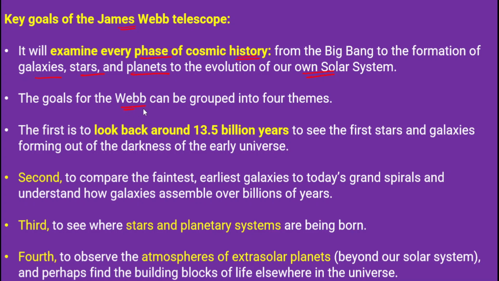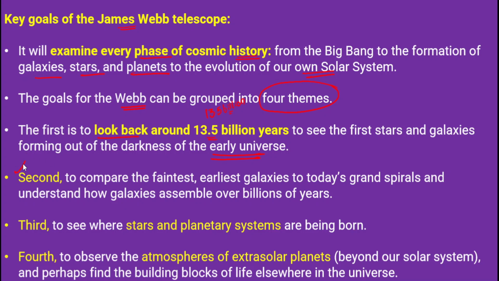The goals of the James Webb Telescope can be grouped into 4 themes. Okay, so it can be grouped into 4 themes. So what are those 4 themes? The first theme of the James Webb Telescope is to look back around 13.5 billion years. So 13.5 billion years, even Earth was not yet originated. So it looked back around 13.5 billion years to see the first stars, galaxies forming out of the darkness in the early universe. So this is really magnificent how it is looking back in time to 13.5 billion years.